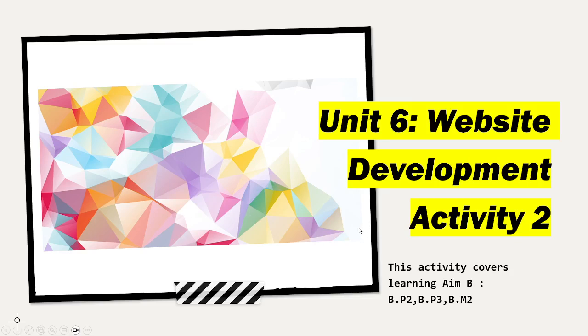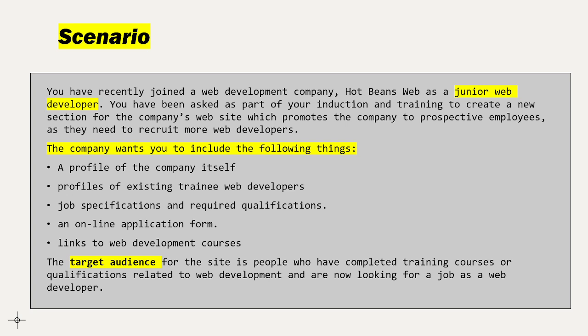Hello. So today we're going to be talking about learning aim B for Unit 6 website development. And we're going to talk about P2, P3, and M2. So this is a scenario that I put up.